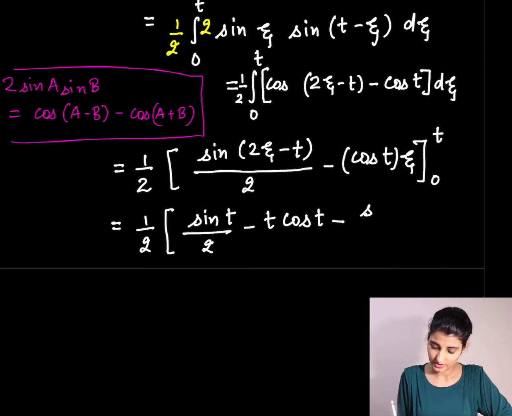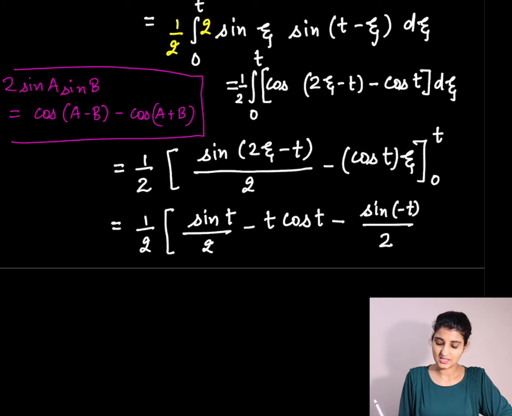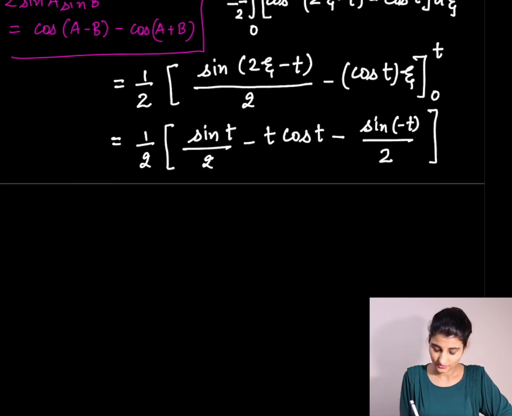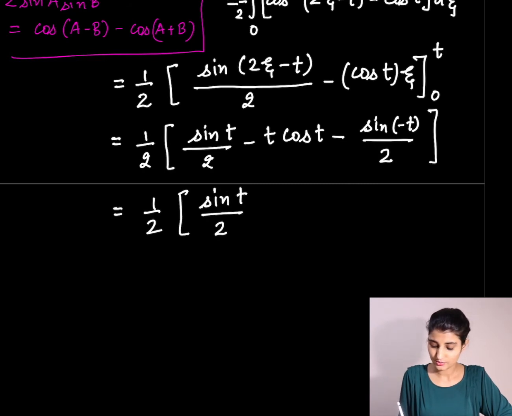okay, let me write it down. Sine minus t divided by 2, and the second term is 0 because we have xi multiplied, so it's 0, which is equal to 1/2 sine t divided by 2 minus t times cosine t. Sine is an odd function, so sine negative t is negative sine t. Negative negative will be positive.